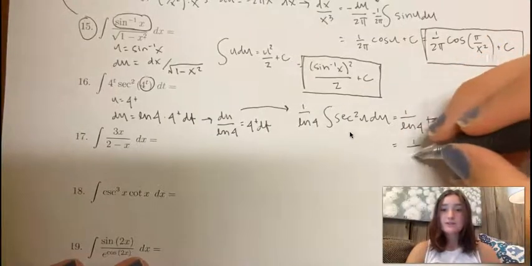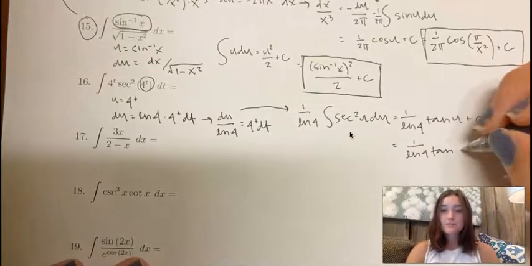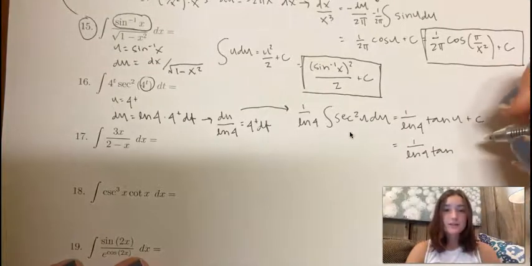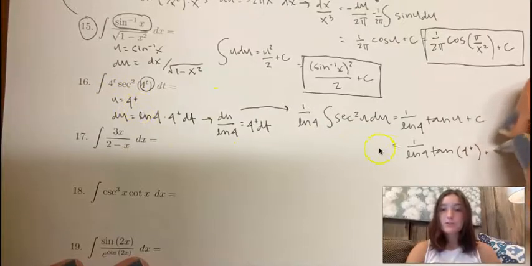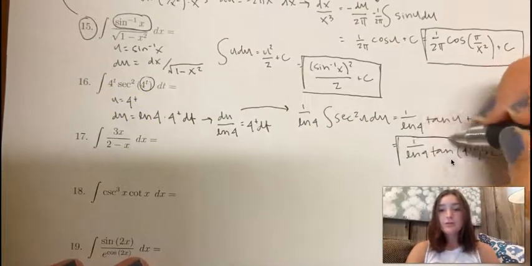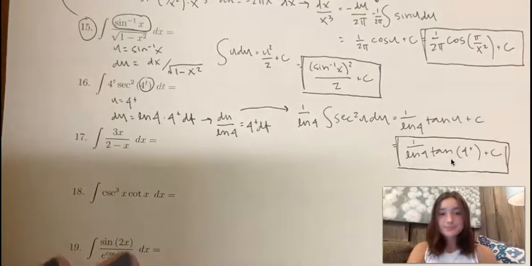And you know that the integral of secant squared u is tan u. And we're going to take that u, that 4t that we used as our u, put the 4t back in the place of the u, remember our plus c, and that is our answer. Okay.